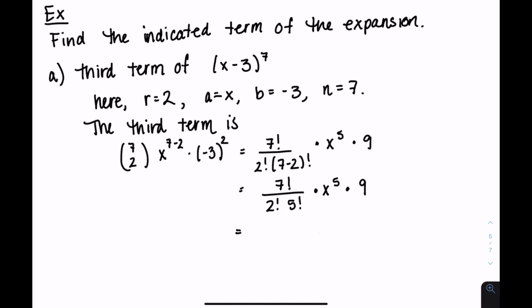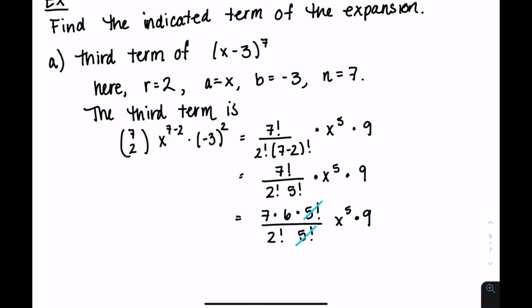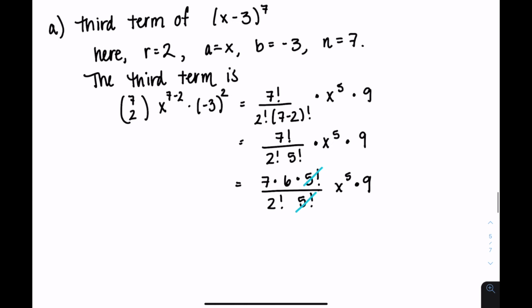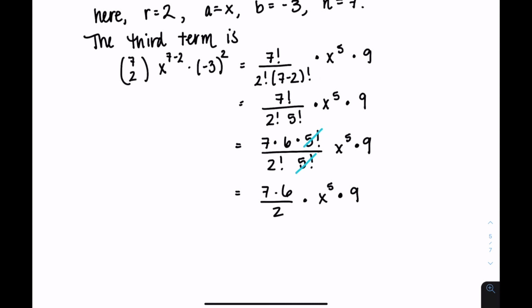So we can go ahead and pull off on that top. You get 7 times 6 times 5 factorial divided by 2 factorial, 5 factorial, and then the x to the 5th and the 9. So the 5 factorials cancel, and then 7 times 6 stays alone. 2 factorial is just 2, x to the 5th and 9. So if you go through and multiply this out, you're going to see this is equal to 189 x to the 5th.